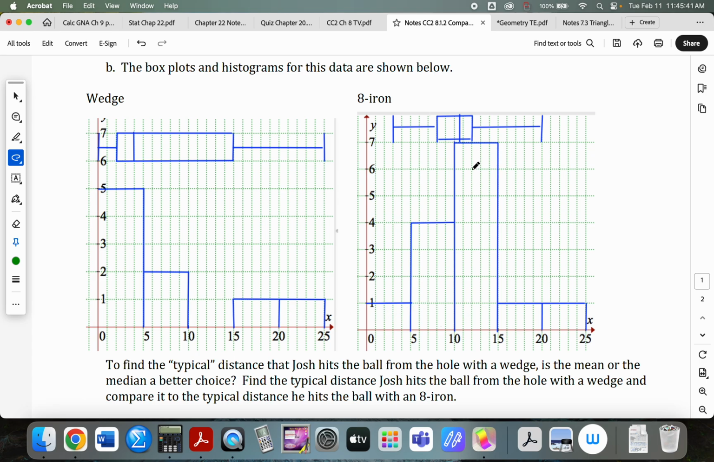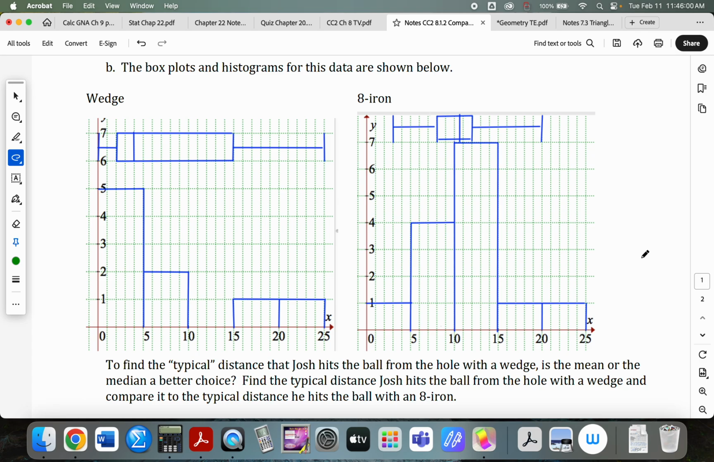With this one, it's single peaked. He's very consistent in that he hits somewhere in here most of the time. Occasionally he has some bad shots, but only very rarely does he have a really good shot.